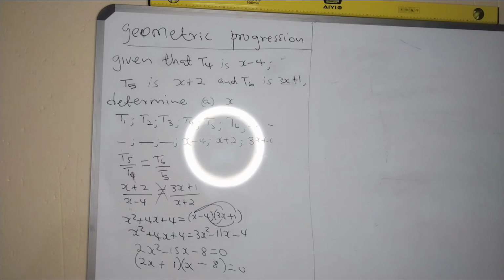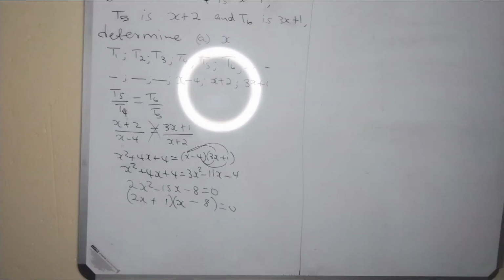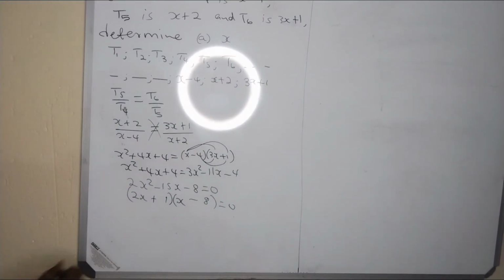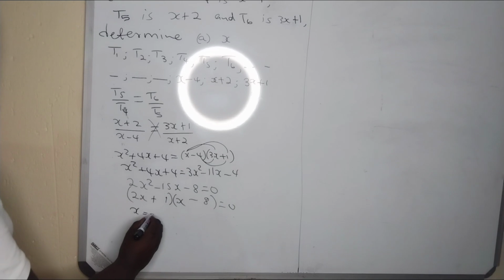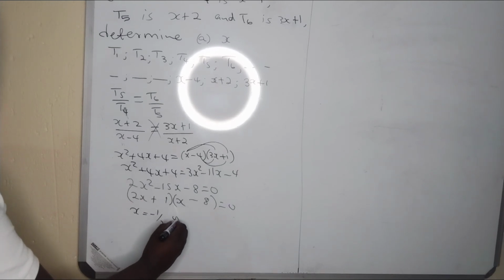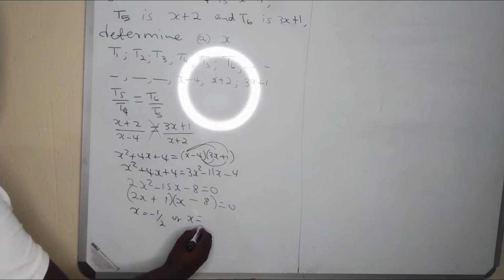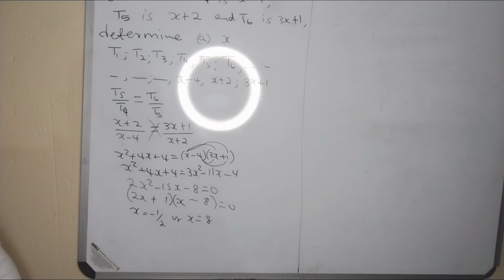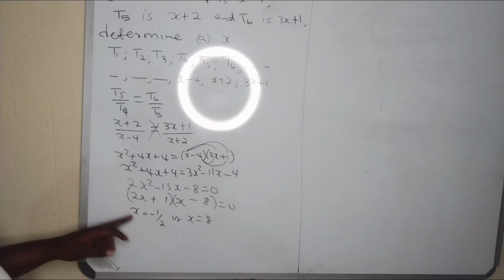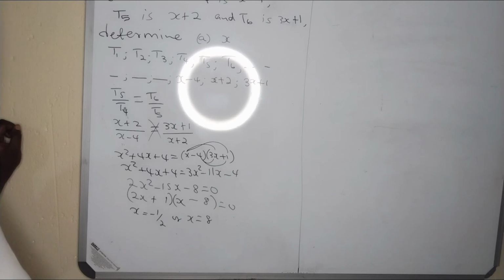Once you have that, you have both values of x. One value of x would be equal to negative 1 over 2. The other value of x would be equal to 8. Can you see that? Now the question says you must determine the value of x. We've done that. Let's check what the next question says.